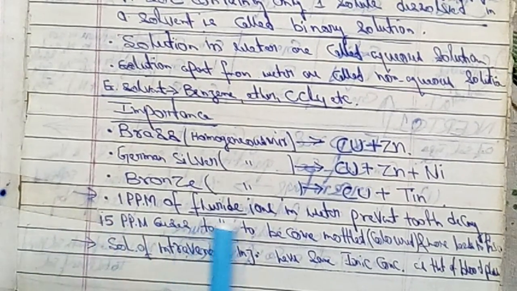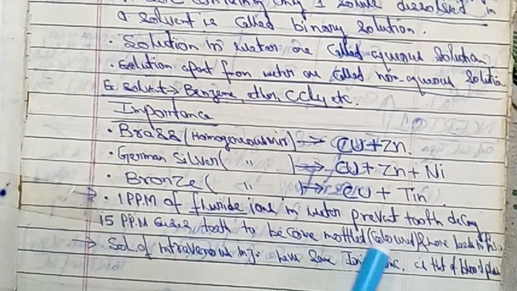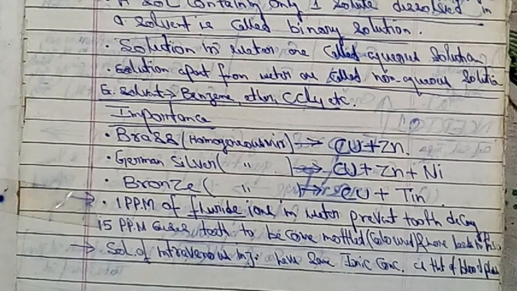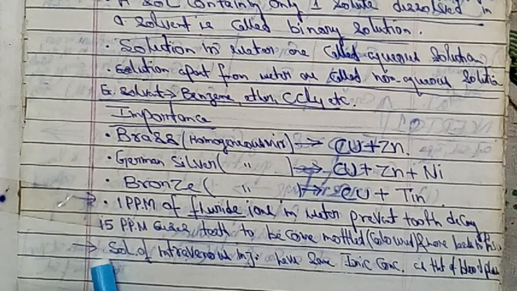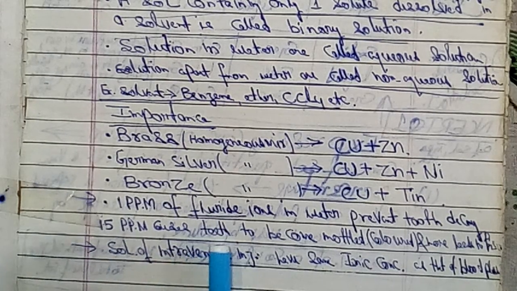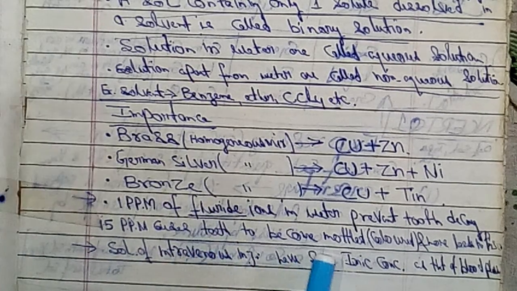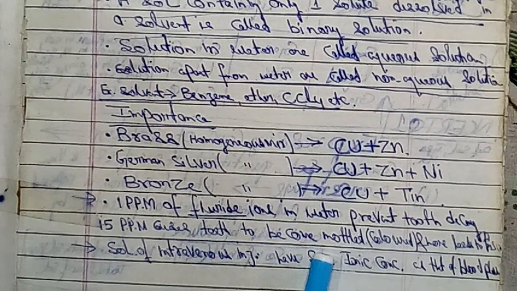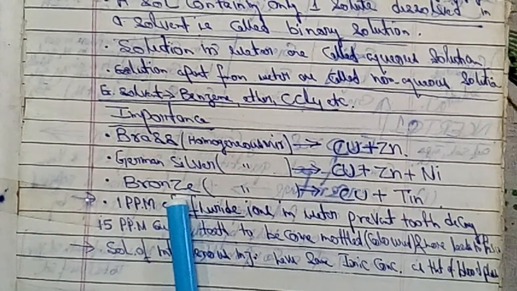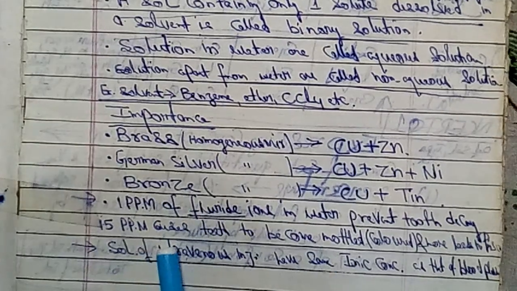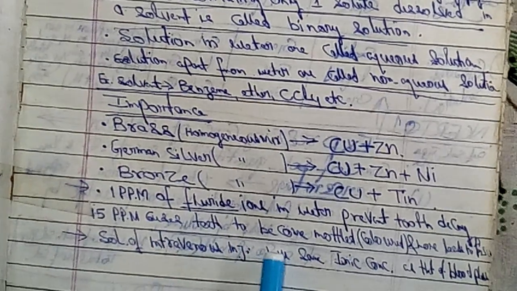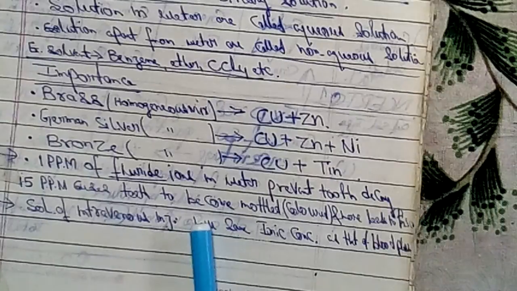It is said that 1 ppm of fluoride ion in water prevents tooth decay. But 15 ppm causes teeth to become mottled. Mottled means colored. So if 15 ppm of fluoride is used, then it causes the tooth to become mottled, colored.